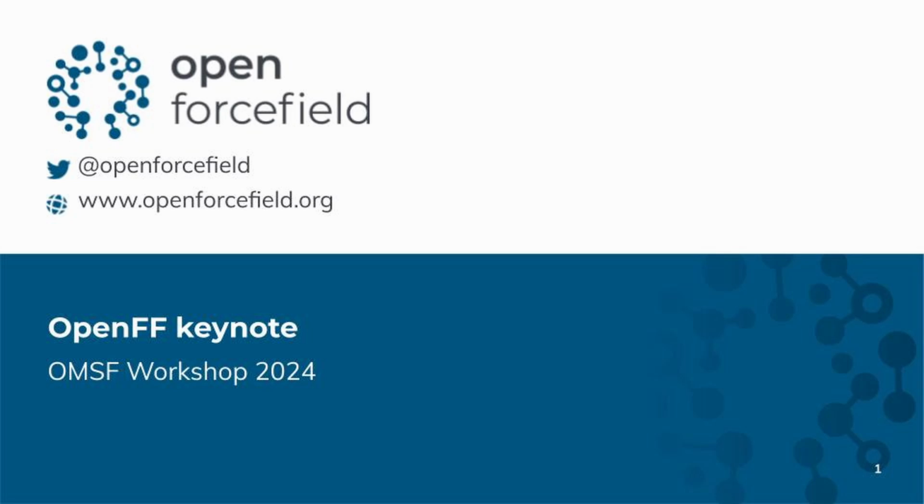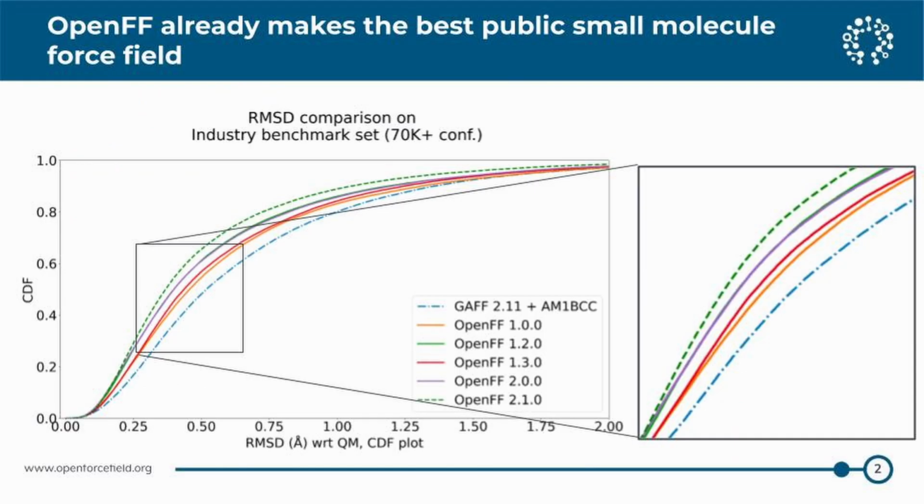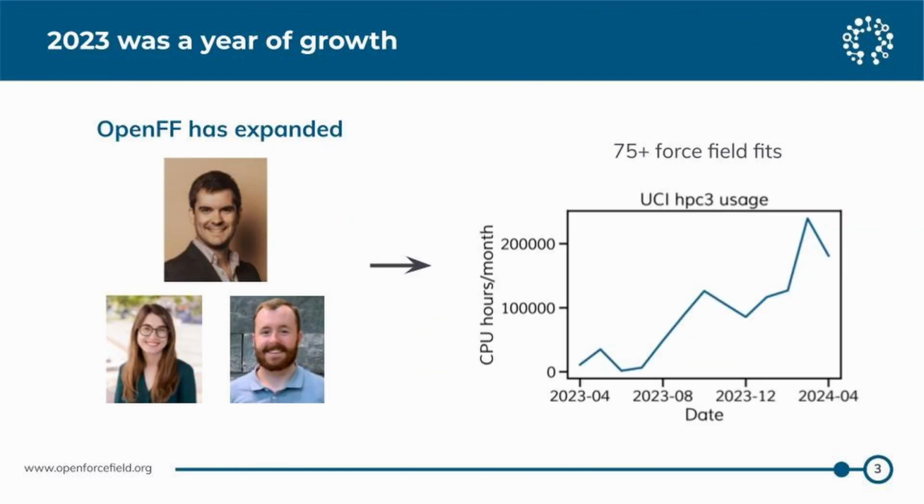help guide biomolecular design. Just at the beginning, this is kind of my assumption going into this talk, but I realize not everybody knows. Open Force Field already builds the best public small molecule force field. This is just one way of looking at accuracy. Higher curves are better. And so you can see as we've gone across different Open Force Field versions, the force fields have gotten better, and GAFF is generally the best public other option out there. So I'm not going to be talking about that because it's background, but you can ask us about that later.